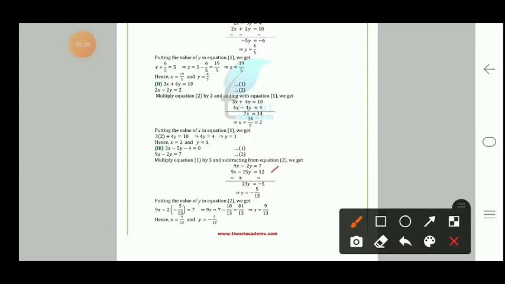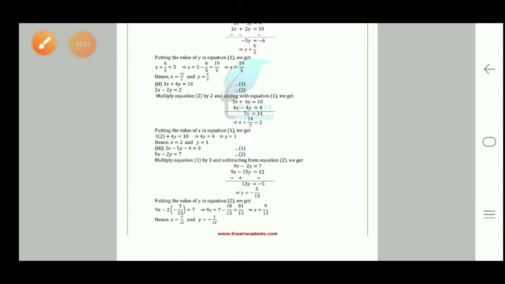Now subtracting them, changing the sign, 9x cancels out, so we have -2y + 15y, which is 13y = -5. So y = -5/13. Now putting the value of y in equation number 2, we get 9x - 2(-5/13) = 7. So we have 9x = 7 - 10/13. On solving this, we get x = 9/13. Hence the values are x = 9/13 and y = -5/13.